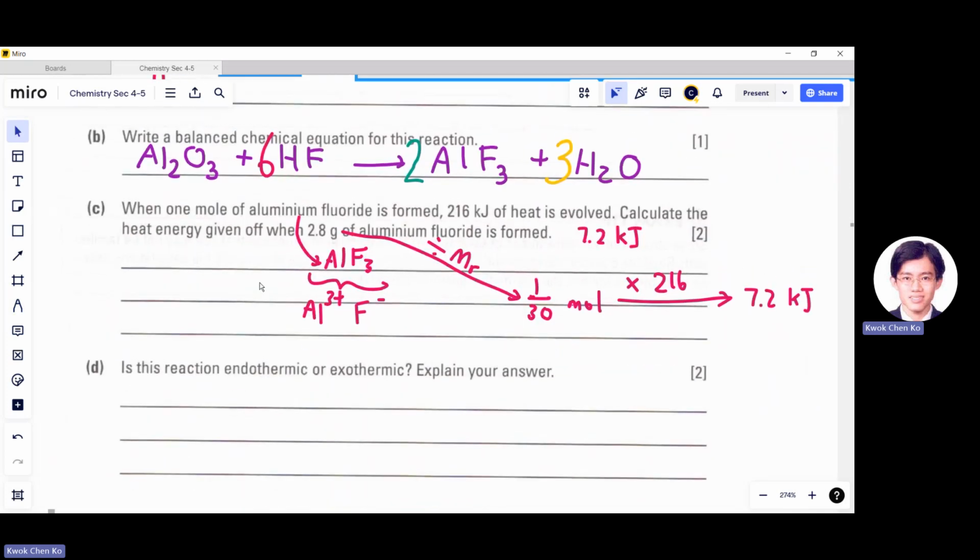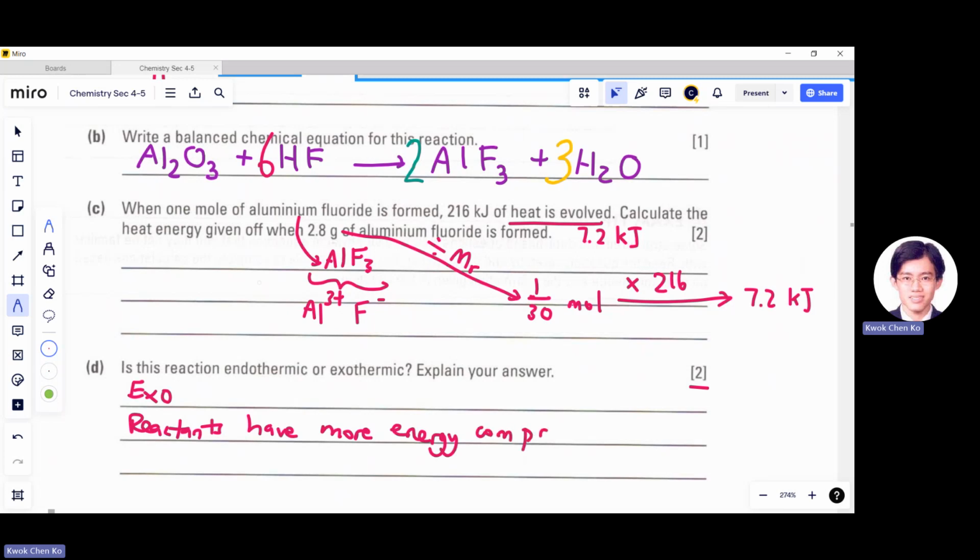Okay, lastly, better get this right. This is like a 3 mark question. They always say heat is evolved. So make sure you write exo because heat is evolved. But since it's 2 marks, you can always add in the reactants have more energy compared to the products to get your full 2 marks.